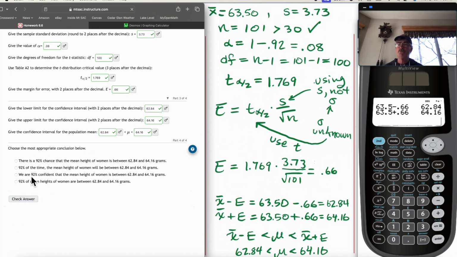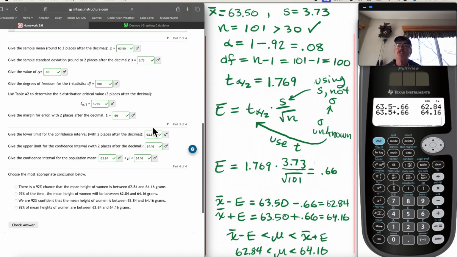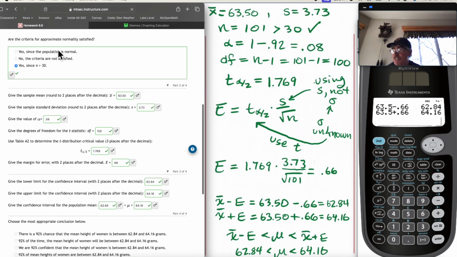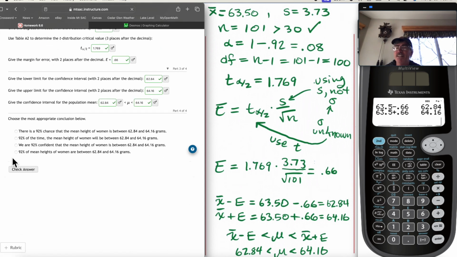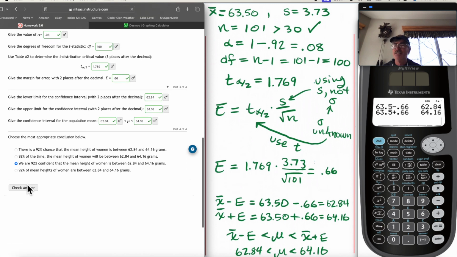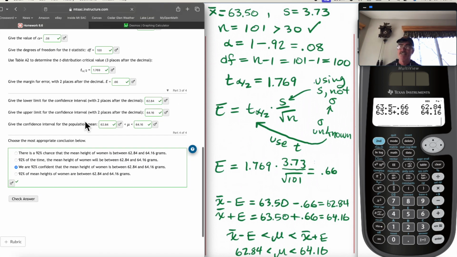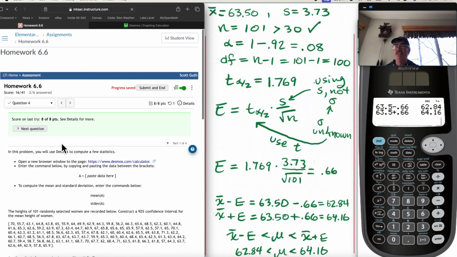conclusion, we're 92% confident that the mean height is between, that actually says grams. That's hilarious. So this should say mean height. I'm going to go ahead and say in inches, and I'll try and get in and fix that shortly. And so that's all good. And then we got, as before, 8 out of 8.